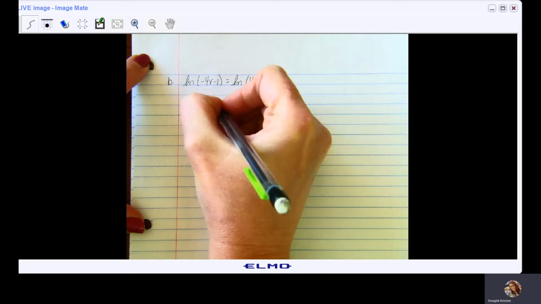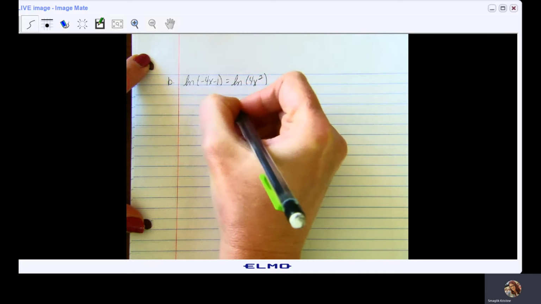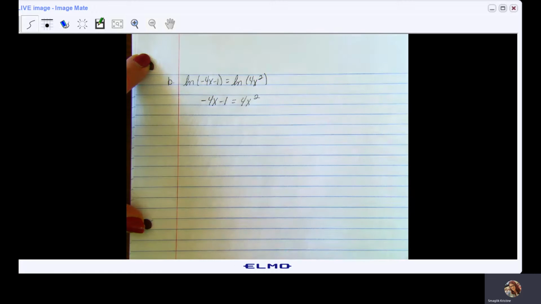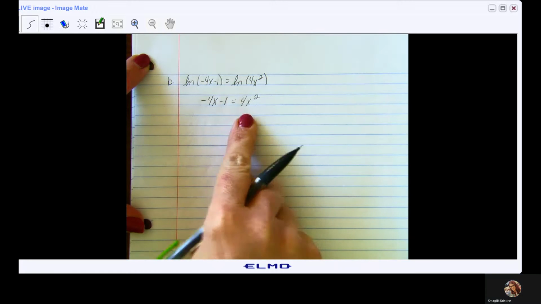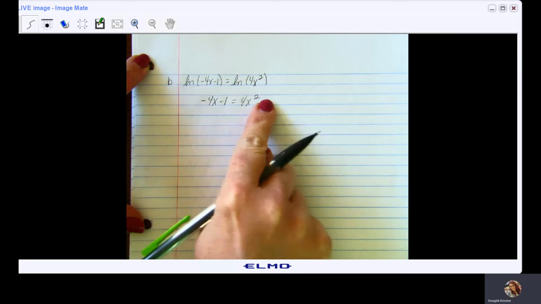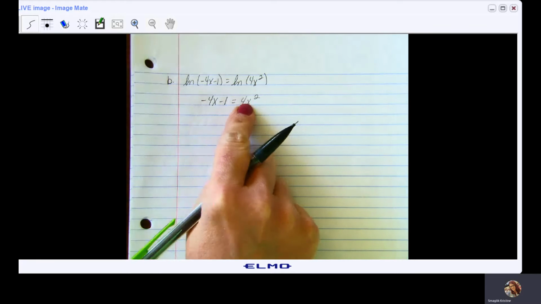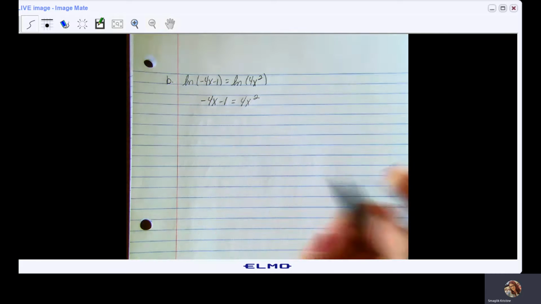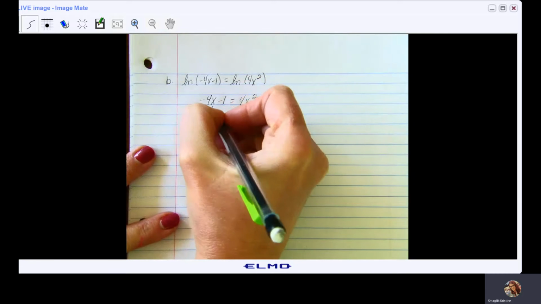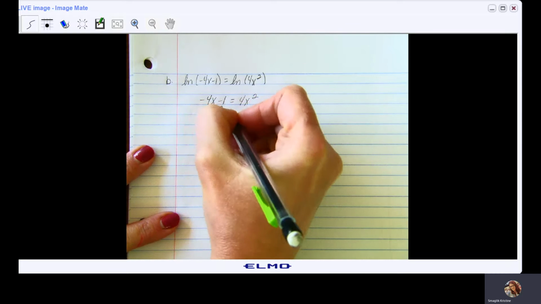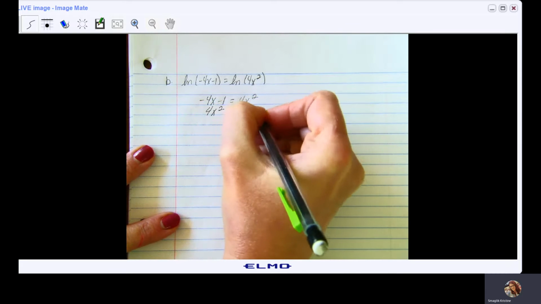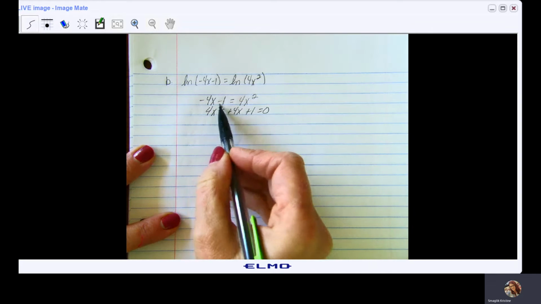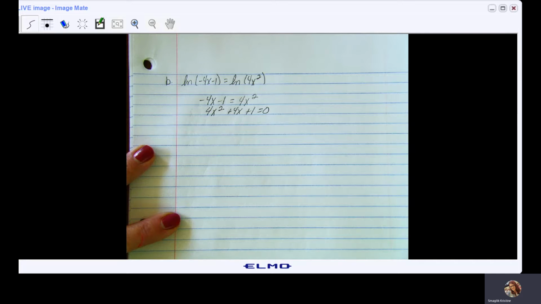I've got negative 4x minus 1 equals 4x squared. I'm going to move everything on the left side over to the right because I want my leading coefficient to be positive. So this is going to become 4x squared plus 4x plus 1 equals 0. All I did is I added 4x to both sides and I added 1 to both sides.